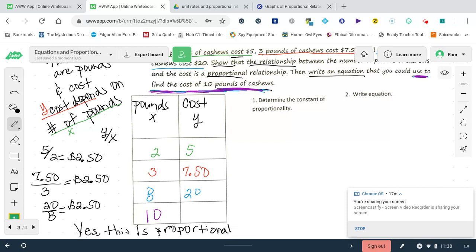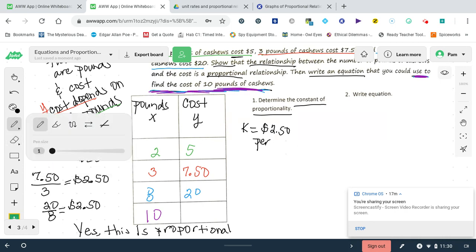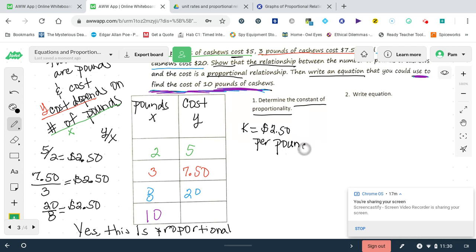Okay. All right, so it says determine the constant of proportionality. So instead of me writing out constant of proportionality, I'm going to use the variable that represents the constant of proportionality, which is k. So k is equal to $2.50. Basically, it's $2.50 per pound. Let's try to make it look better. All right, so it's $2.50 per pound.